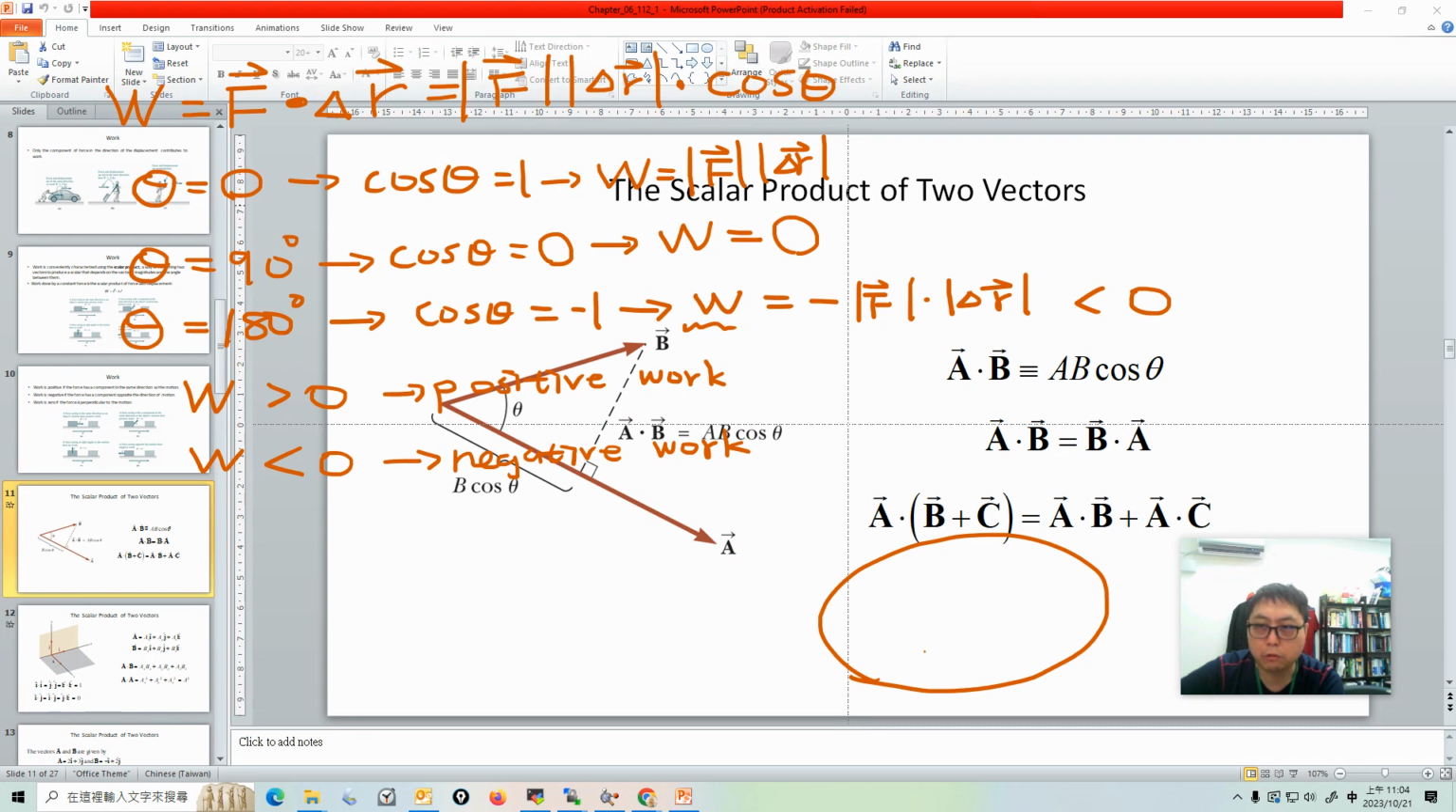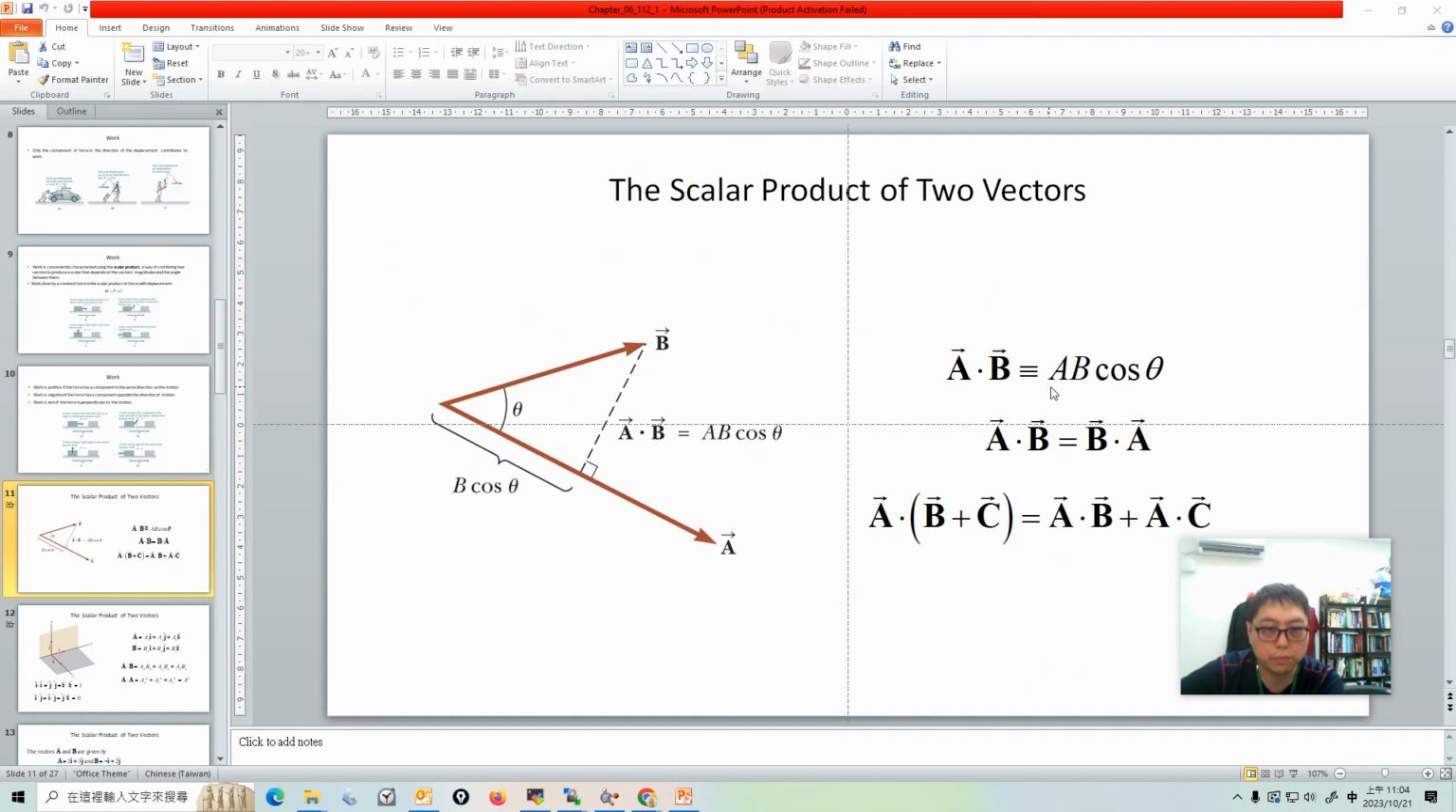I just want to make a small modification on this slide. It says a dot b, the dot product of two vectors, is equal to ab times cosine theta. I think a more accurate description is the magnitude of vector a and the magnitude of vector b, multiplied together, times cosine theta. Just using a and b is not that accurate, so it's better to add these brackets, which mean the magnitude.